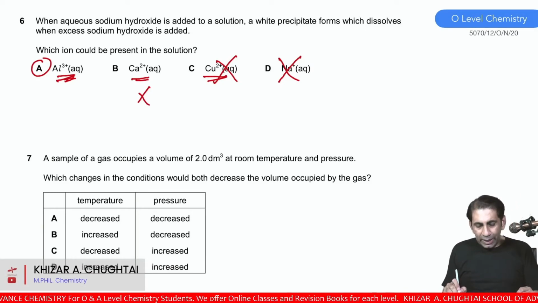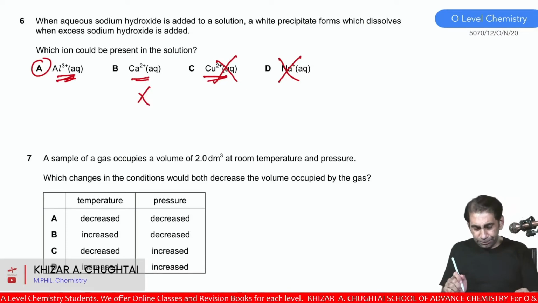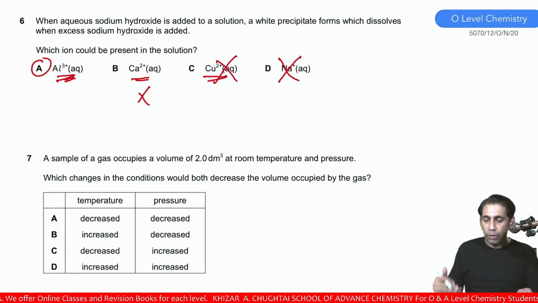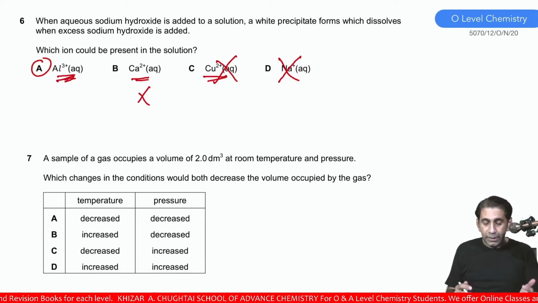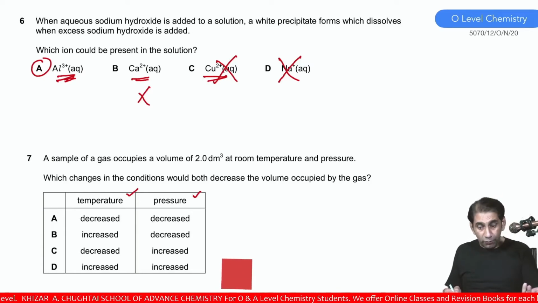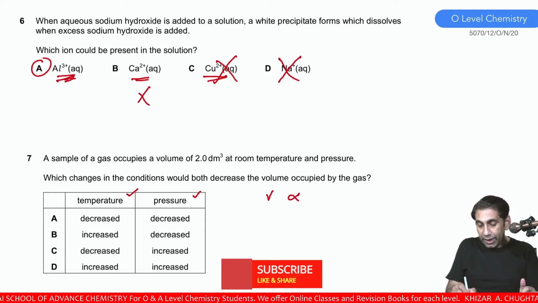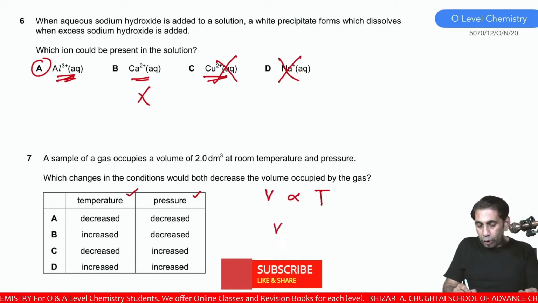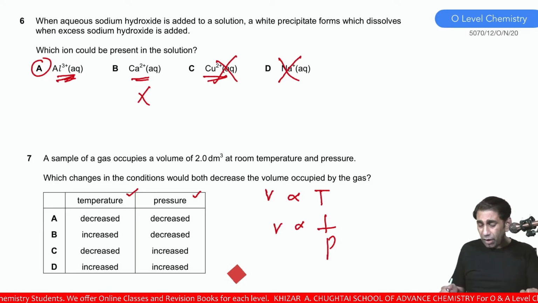Question number 7. A sample of a gas occupied a volume of 2 dm cubed at room temperature and pressure. Which changes in the condition would both decrease the volume occupied by the gas? In this question, he is simply asking the relationship of the volume with respect to temperature and pressure. You are very much familiar with the relationship. Volume is directly proportional to the temperature, according to Charles' law. Volume is inversely proportional to the pressure of the gas.